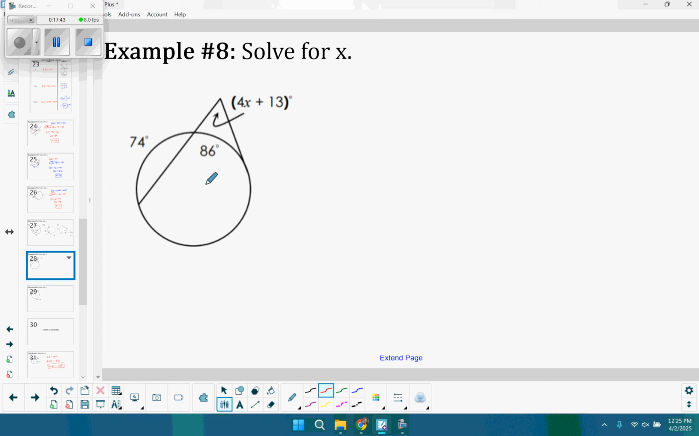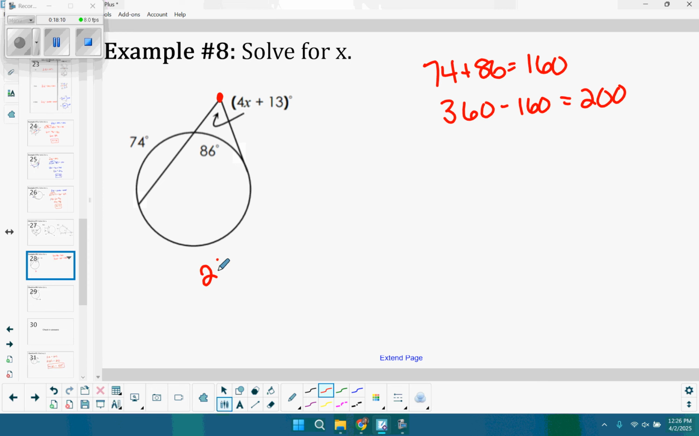And for our final example, this is another outside problem because the vertex where the two lines meet is outside. So I'm going to need to use an outer arc and an inner arc. The inner arc is 86. I don't currently know the outer arc. 74 plus 86 is 160. And if I take that away from 360, I get 200. So this arc here has to be 200 degrees.